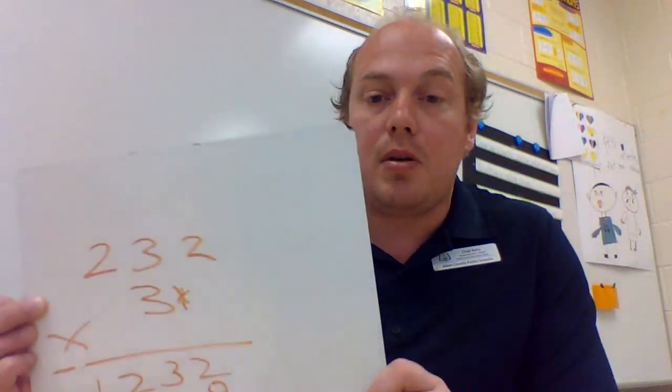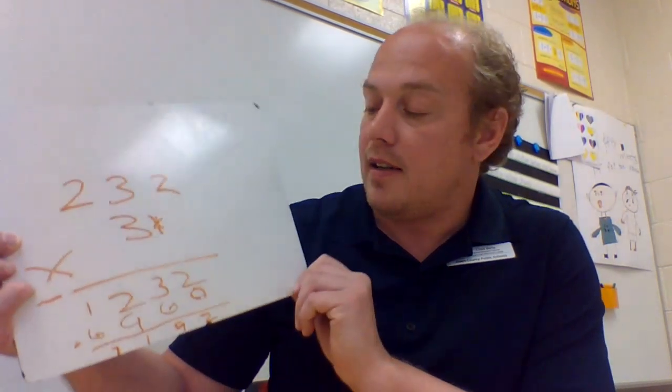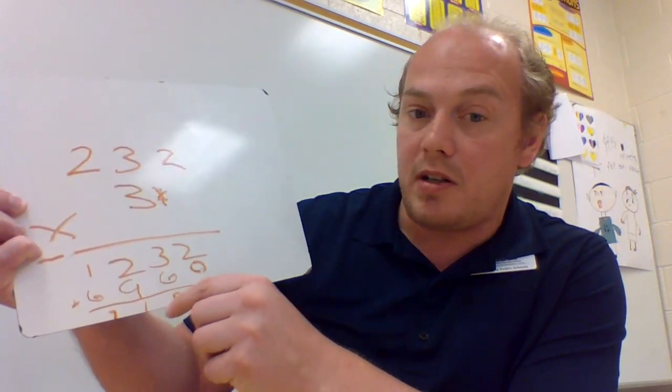So we're going to add these. 2 plus 0 is 2. 3 plus 6 is 9. 2 plus 9 is 11. Put down your 1 and carry your 1. 1 plus 6 is 7. So our answer to 232 times 31 is 7,192. And I could have not run out of room had I started at the top.